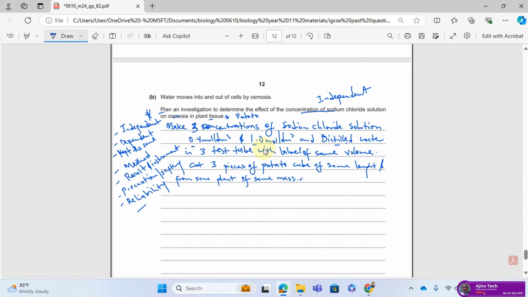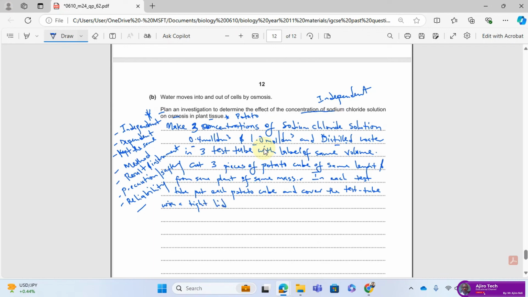Next thing is how you get your dependent variable measured. So we put this in terms of method. Now once you've cut, you say in each test tube, put each potato cube and cover the test tube or cylinder with a tight lid.